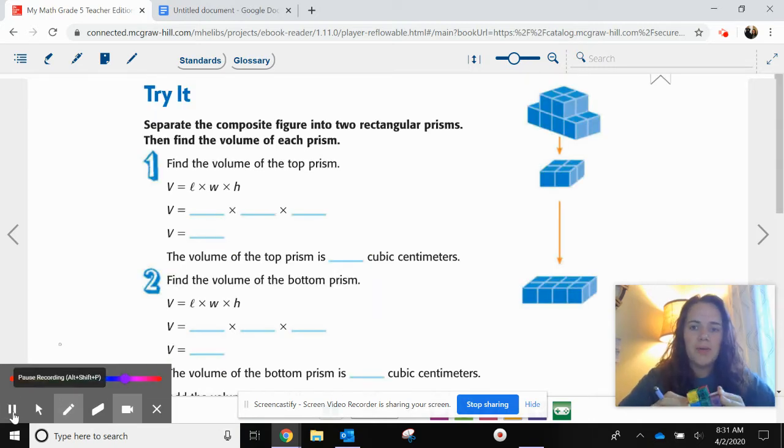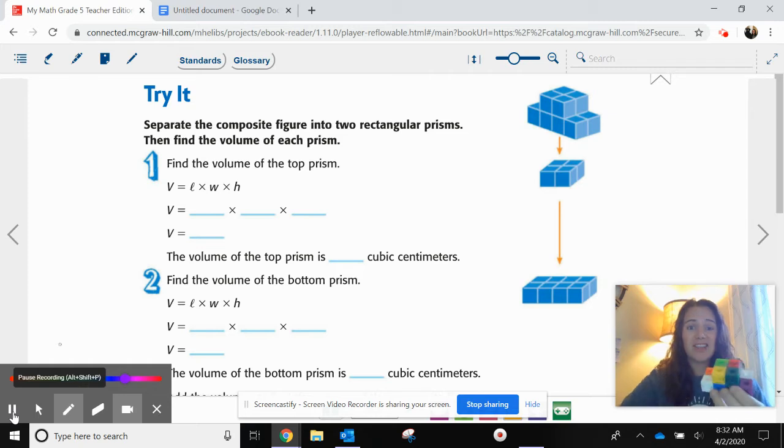All right, so let's think of this a different way. Let's think of it the same way that we would think about that problem I just showed you with area. This composite figure is made up of two separate rectangular prisms. Well, we have the formula for a rectangular prism, right? Length times width times height, or you can also think of it as base times height.